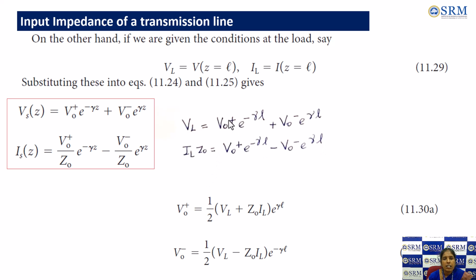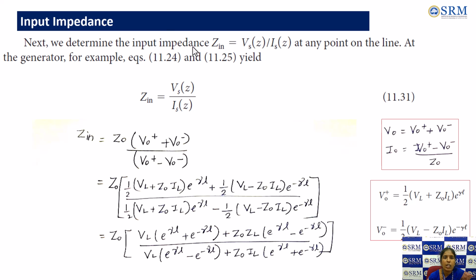So to find the incident voltage and reflected voltage, that is V0 plus and V0 minus, what procedure we followed in the previous condition, we just added these two and subtracted these two expressions. So we get these terms. So now we are going to find the input impedance Zin, that is equal to the ratio of voltage Vs of Z divided by the current Is of Z.